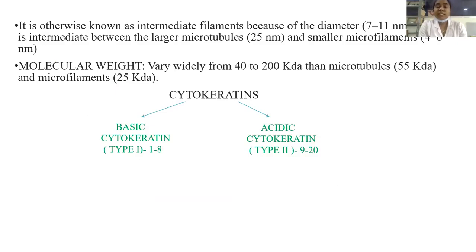They are otherwise known as intermediate filaments because of their diameter, which is 7 to 11 nm, intermediate between the larger microtubules at 25 nm and the smaller microfilaments at 4 to 6 nm. The molecular weight varies widely from 40 to 200 kDa, compared with microtubules at 55 kDa and microfilaments at 25 kDa. Cytokeratins are basically divided into two types, acidic cytokeratin and basic cytokeratin. Basic cytokeratin consists of types 1 to 8, and acidic cytokeratin consists of types 9 to 20.